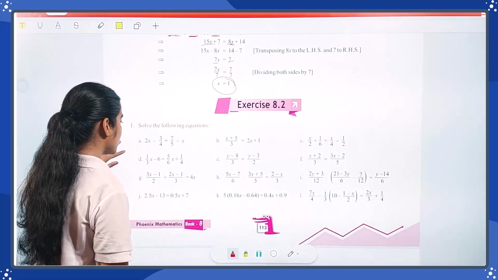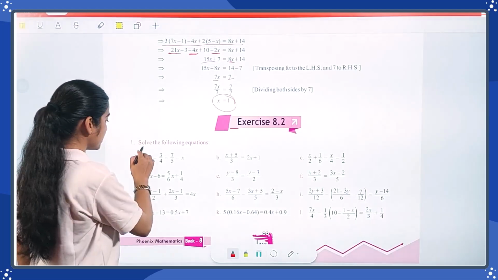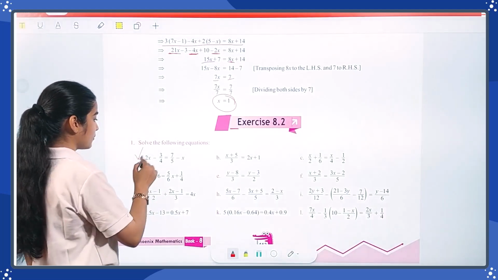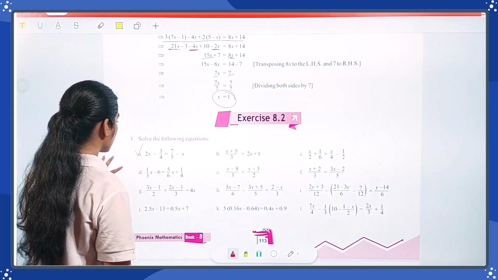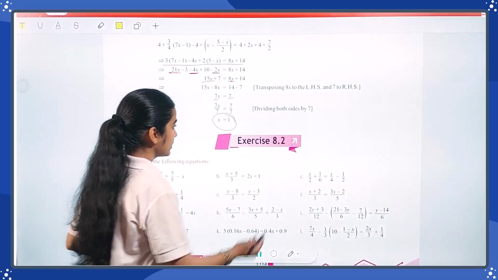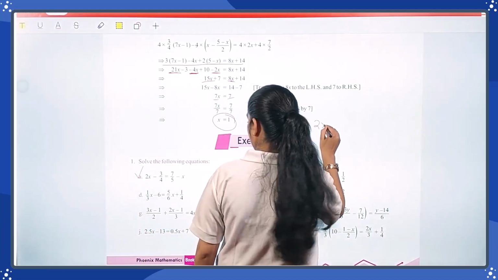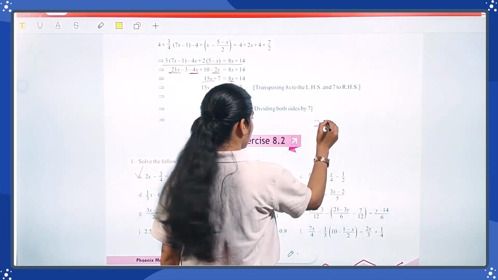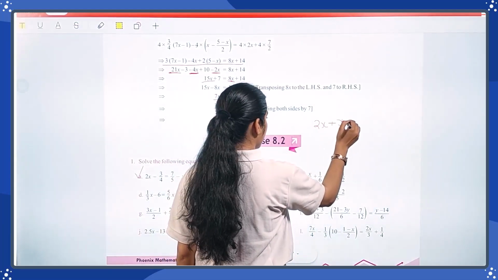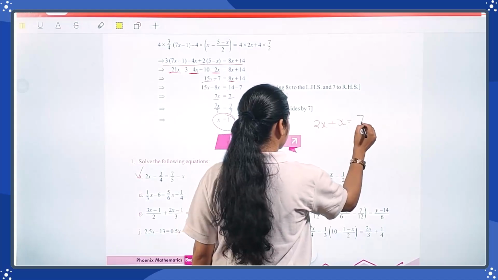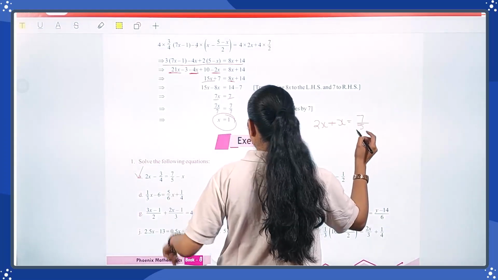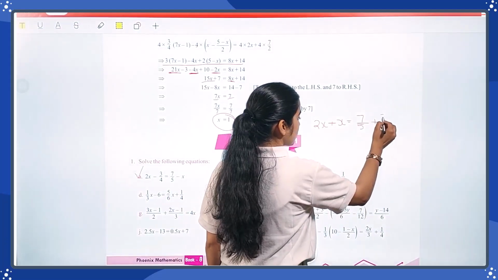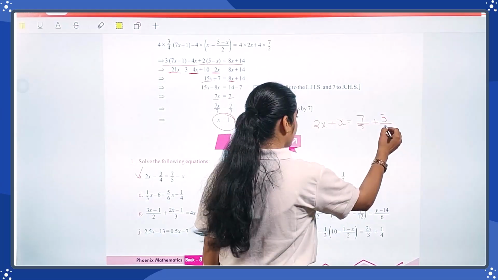Now we have our exercise. So first question is this. Now what we have to do? We have to solve this equation. So you can do, wait, 2x minus x. So while we are changing their side, we have x plus 7 by 5 and minus 3 by 4 will be converted as 3 by 4.